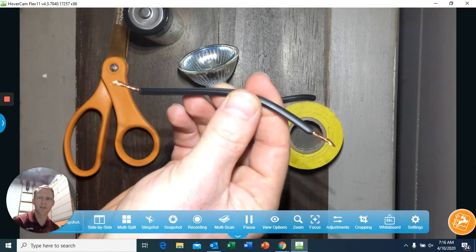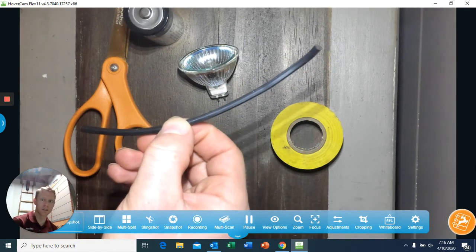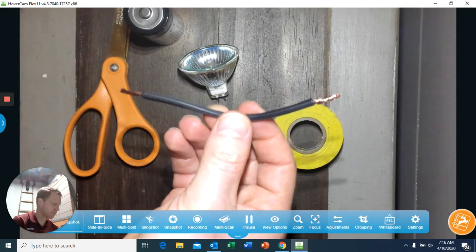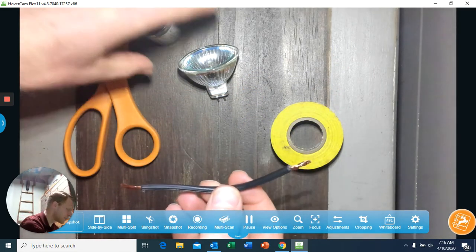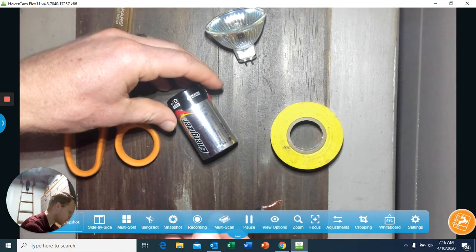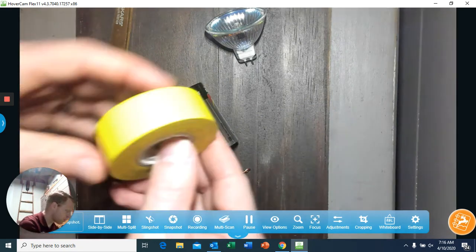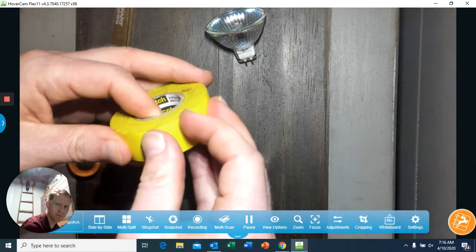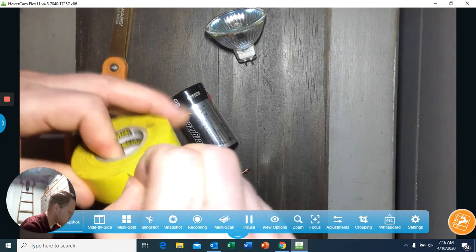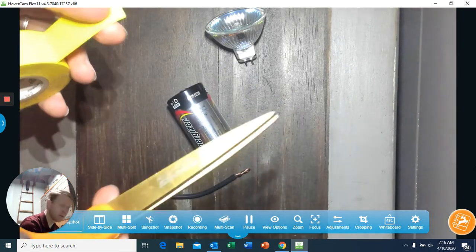The next thing you're going to do is repeat that step with the other wire, so you'll have two that look like this. After that, it's time for your battery. Just going to lay my battery here so it doesn't roll away. I have my wire. I need a small piece of electrical tape, because I need to make sure that my wire does not come off of my battery.